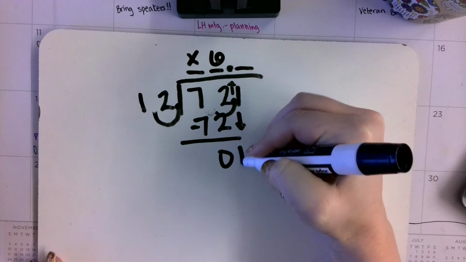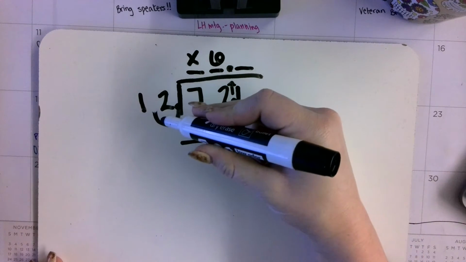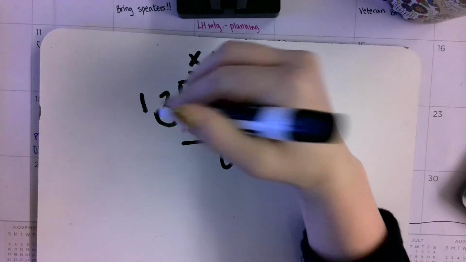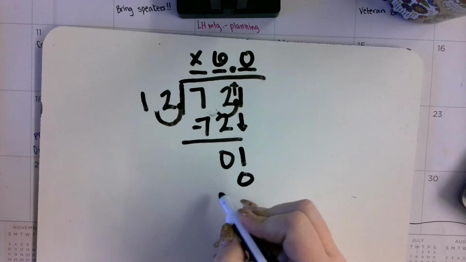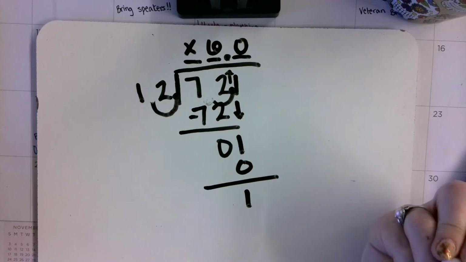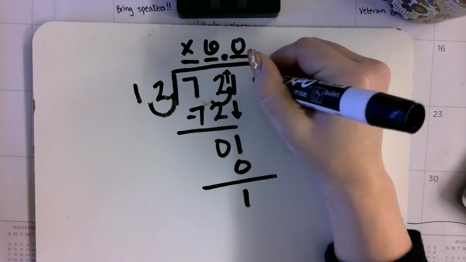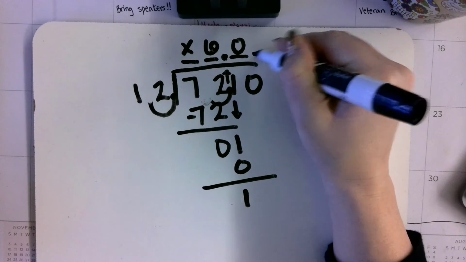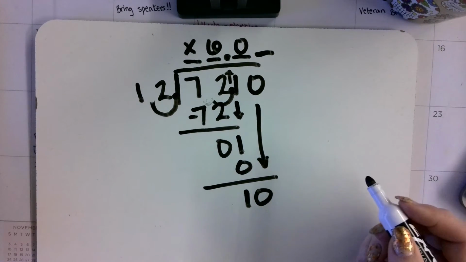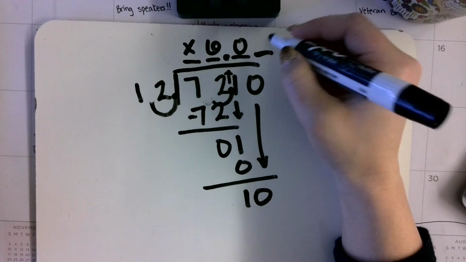Down to 1. 12 can go into 1 0 times. 0 times 12 is 0. Okay. So we've got a remainder, we can't do that, we have to add a 0. If we add a 0, we have to add a plate to the top. Bring down the 0. 12 can go into 10 0 times.